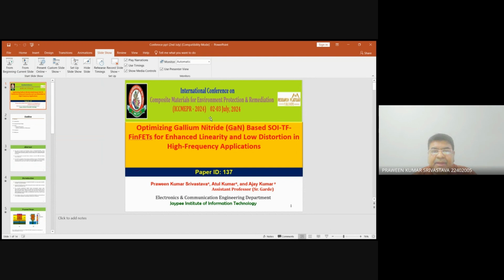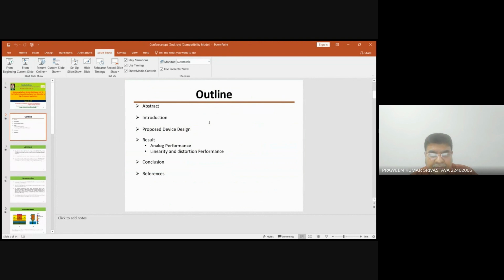Basically, my presentation is on gallium nitride based SOI-TF-FinFET to enhance the linearity and distortion in high frequency applications. First, there were silicon based FinFET devices, because silicon has a problem at very small dimensions in the nanometer range. When the dimension is less than 100 nanometers, silicon creates problems.